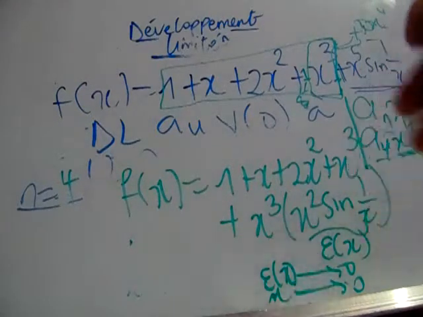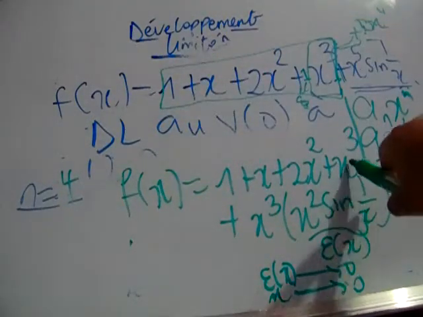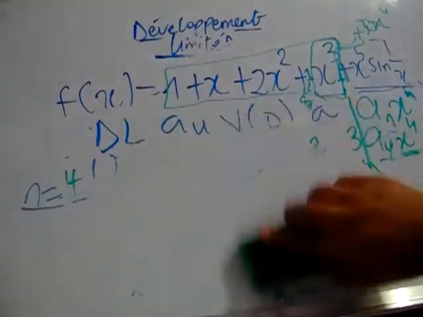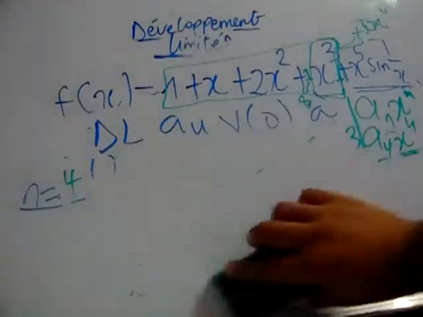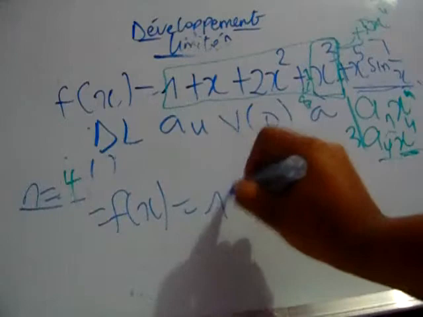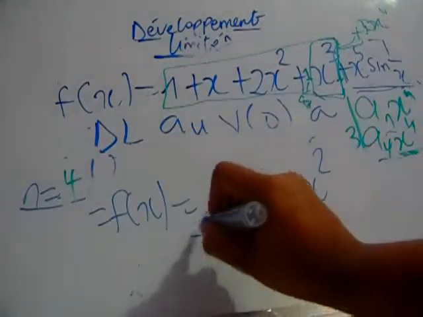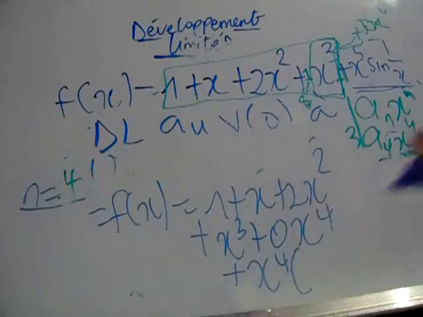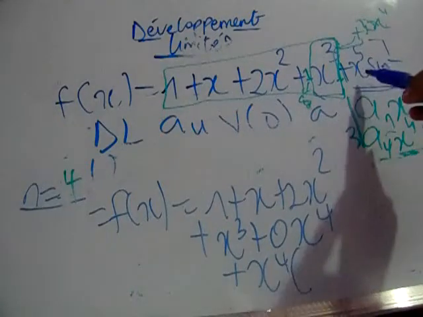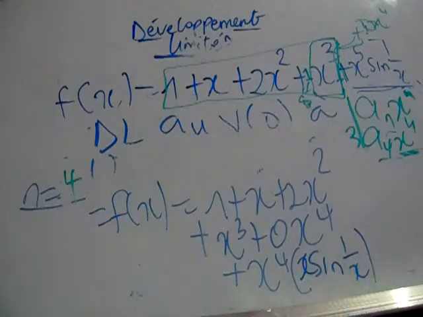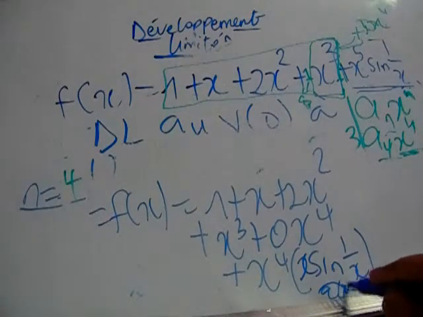So that means here, at the order of 4, we are going to include 0 x raised to the power of 4. So I'll clean this so we'll have a better view. We'll have f of x equal to 1 plus x plus 2x squared plus x cubed plus 0x4 plus x raised to the power of 4. If we factor out x raised to the power of 4, we'll be left with x sinus 1 over x. So this would be our epsilon of x.